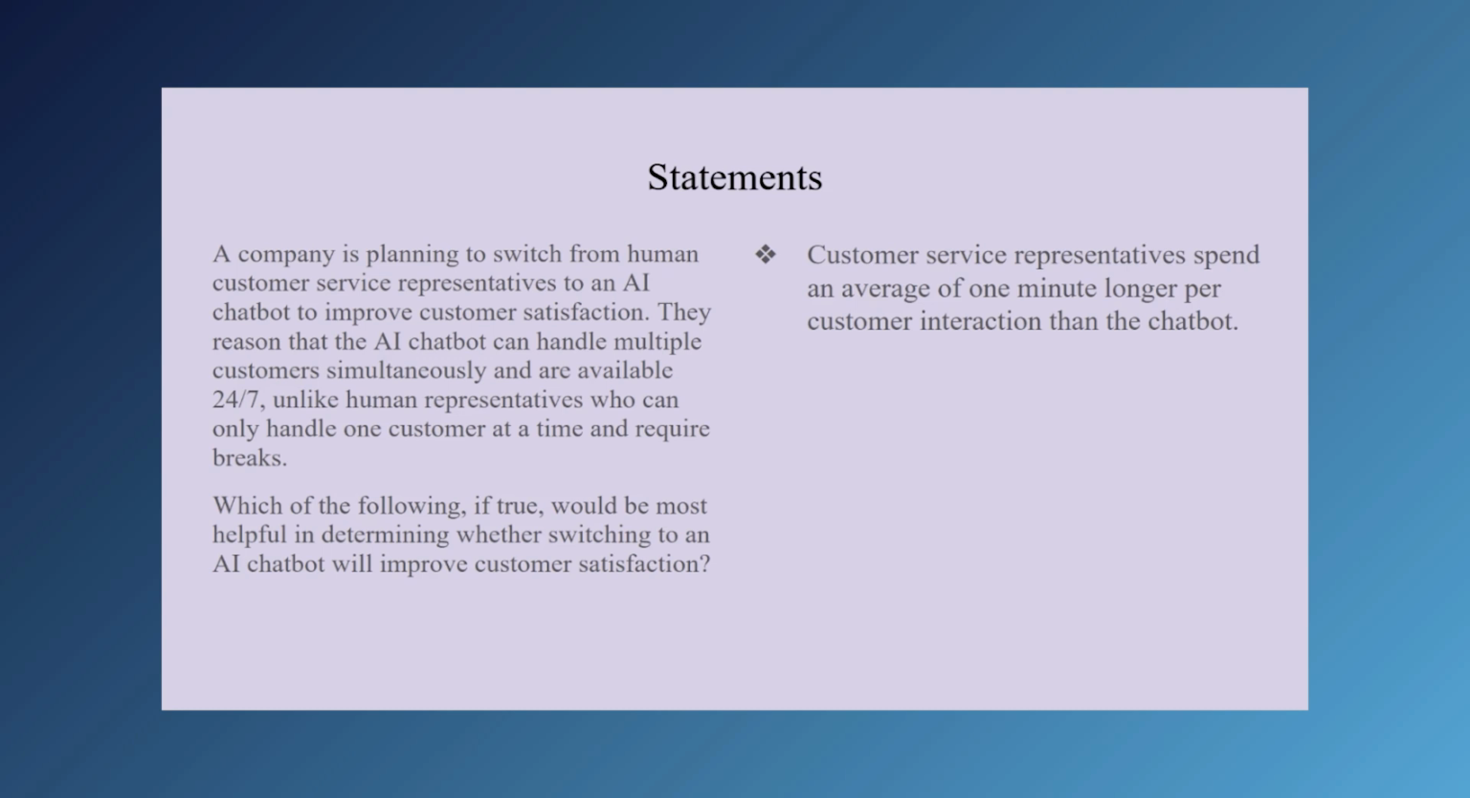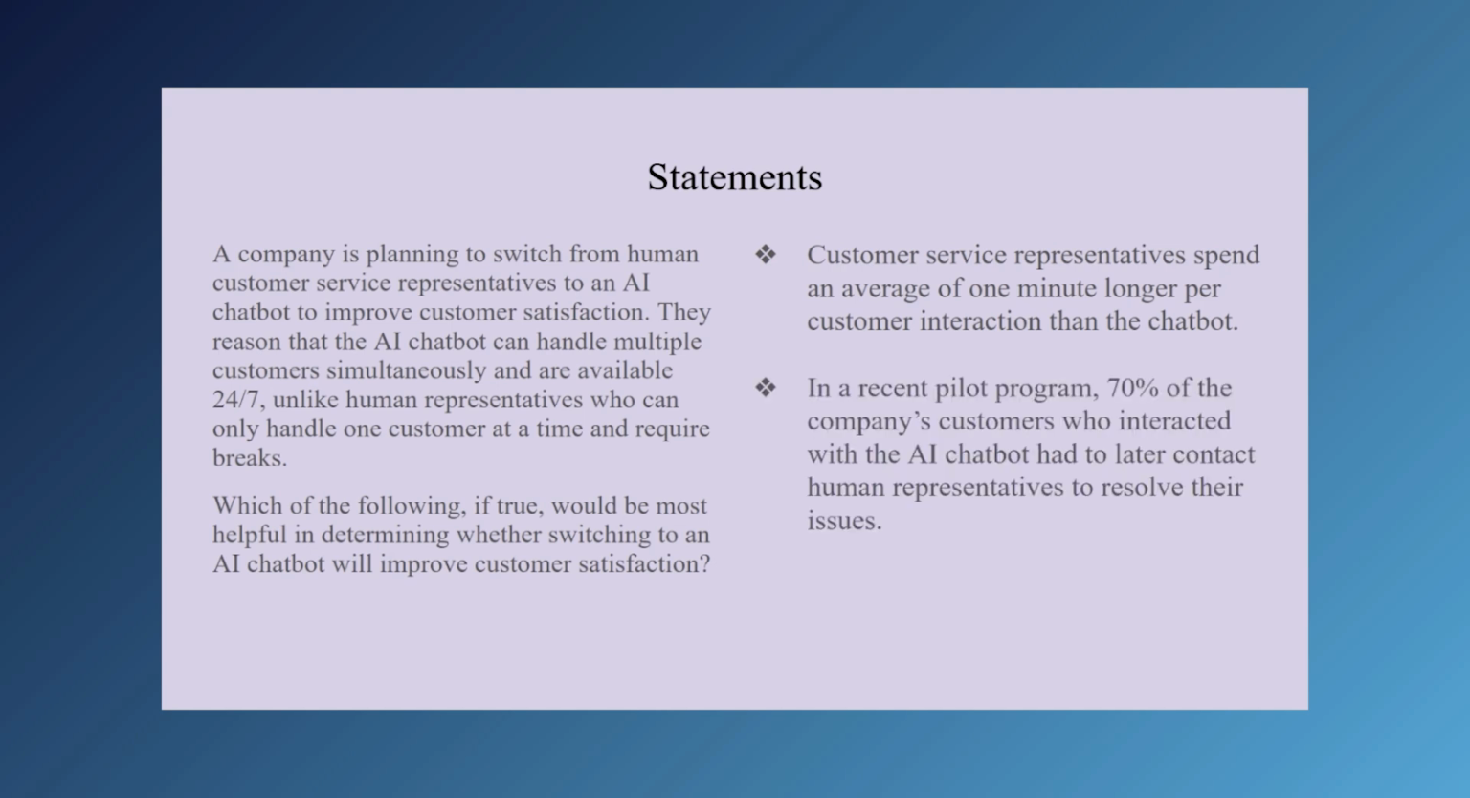Customer service representatives spend an average of 1 minute longer per customer interaction than the chatbot. An average longer interaction time might seem like it would be helpful in determining customer satisfaction, but a minute isn't much difference, and human interaction typically involves some pleasantries that AI interaction might skip over. Also, I don't personally think I would notice an interaction time difference of even a few minutes if I called to resolve an issue and it was resolved.